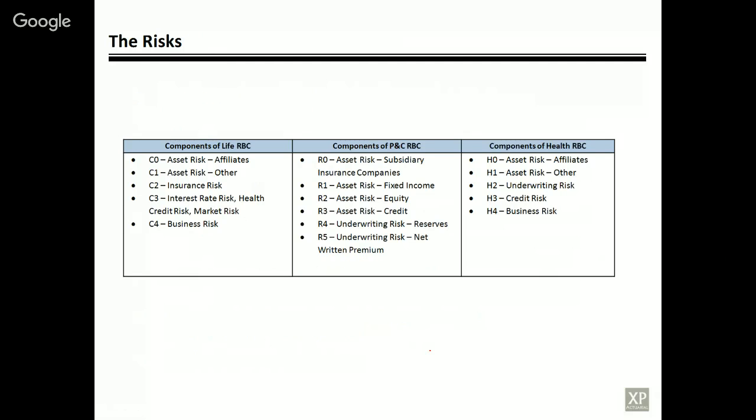The risks, well, for life, P&C, and health, there are different risks. Some common risks between the 3 are asset risk and different types of insurance risk. For RBC Life, we have C2 risk or insurance risk. For the P&C branch, we have underwriting risk for reserves and net written premium. And for health, we have underwriting risk. And then there's interest rate risk for life and business risk. For P&C, we have many different asset risk components. And for the health, we introduce credit risk as well as we have business risk.